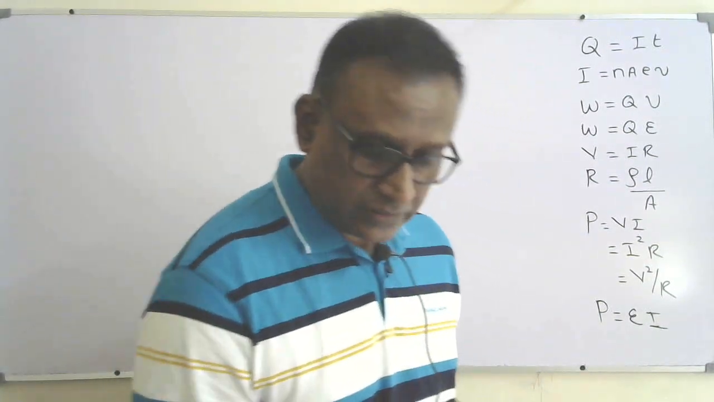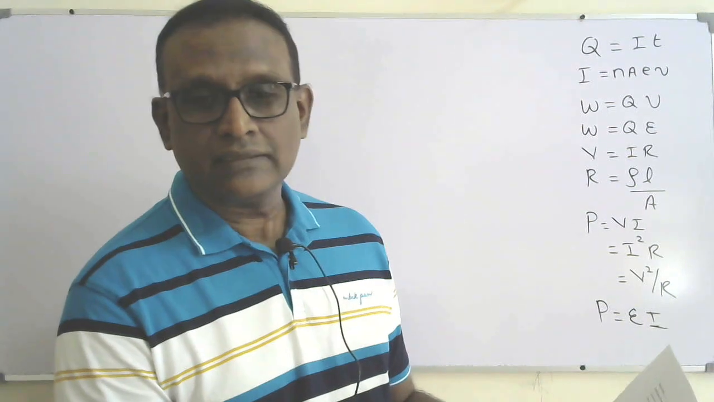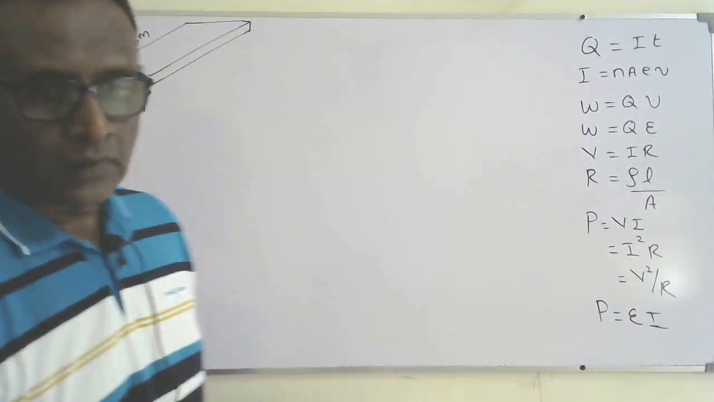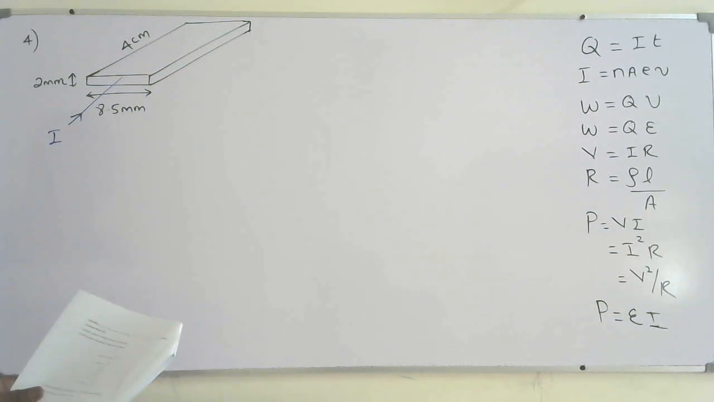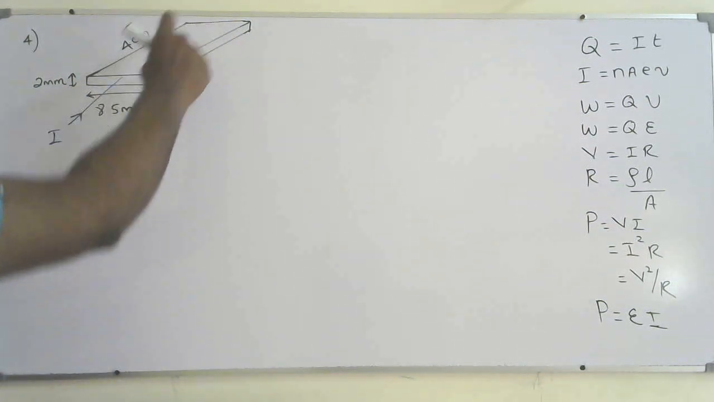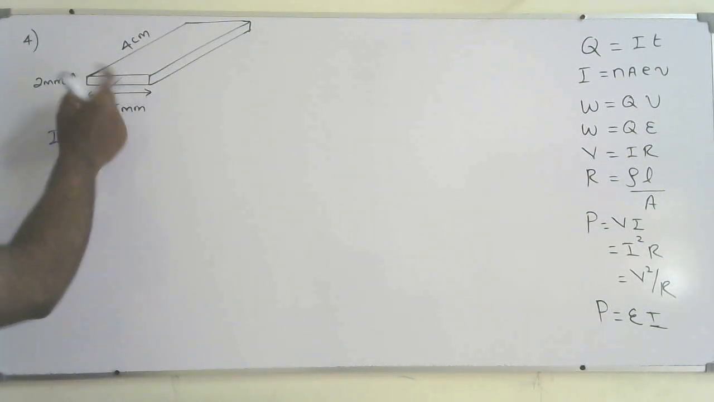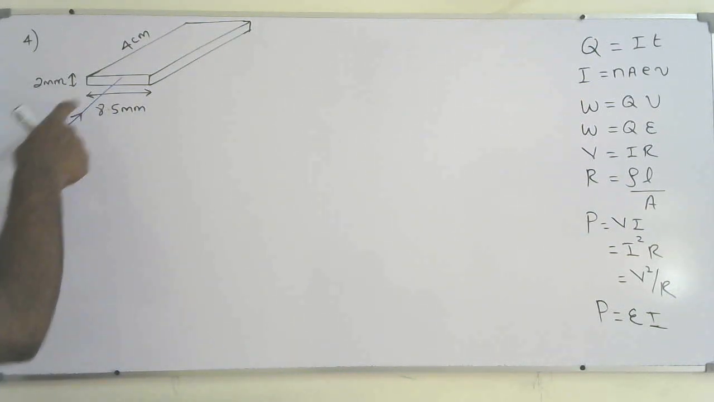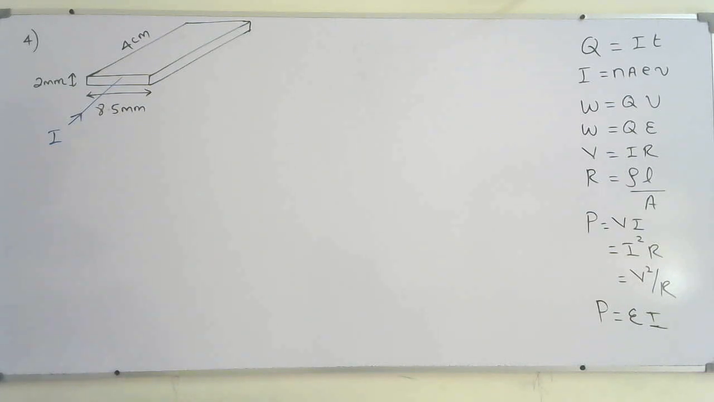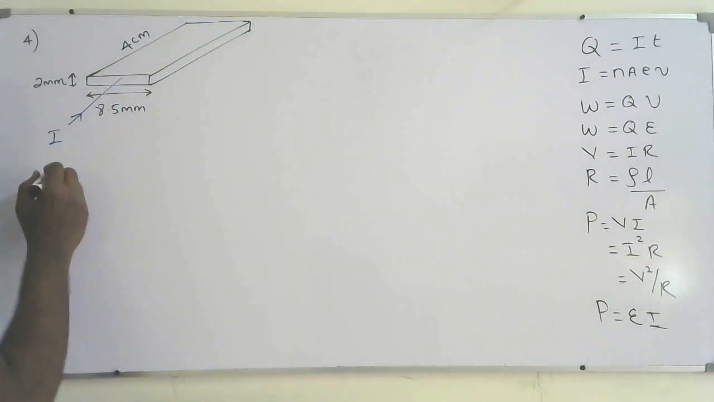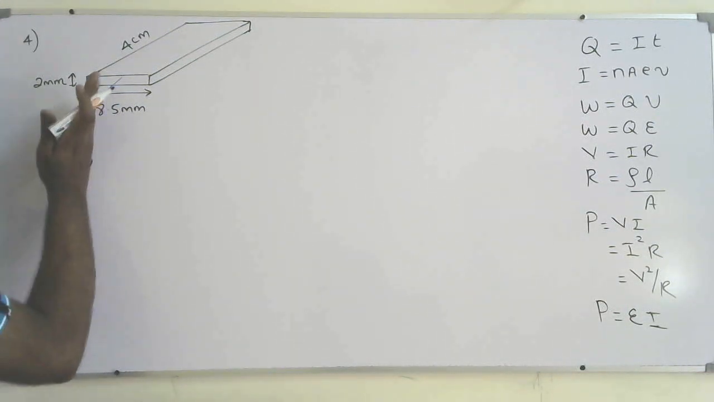So if I think about the copper track, I can draw like this. Okay, so I can draw the copper track like this: 4 centimeter length, 8.5 millimeter width, and 2 millimeter thickness. So the area which is perpendicular to the current flow is this area. And we know the equation to find the resistance. First part, R equal rho L over A.